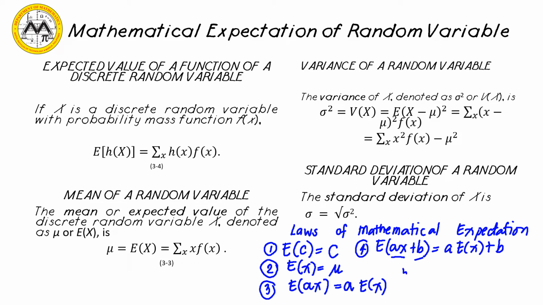For variances, the variance of ax is equal to a squared times the variance of x, and the variance of a constant is 0, while the variance of ax plus b is equal to a squared times the variance of x.